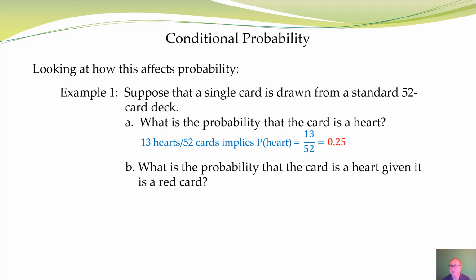Now, B, what is the probability that the card is a heart given it is a red card? Now we have the condition. We know it's a red card. Now, what's the probability it's a heart? Well, first off, there are 13 hearts, 26 red cards. So if we know it's a red card, we're only dealing with those 26. So the probability of heart given red is 13/26 or 0.5. You notice the probability doubled.